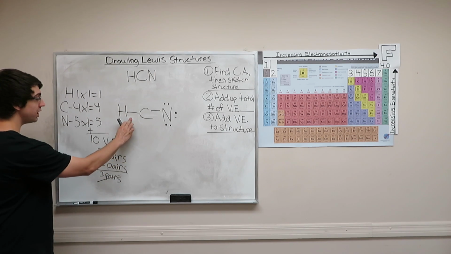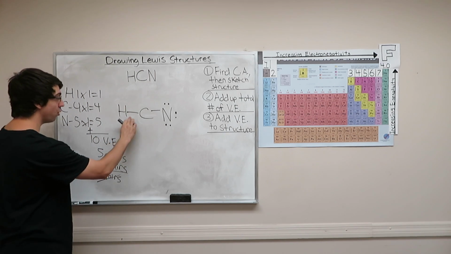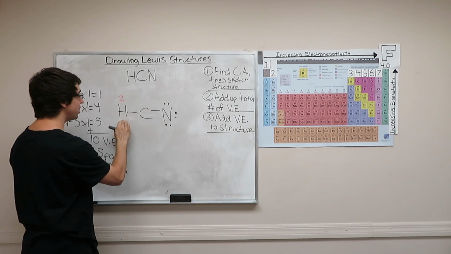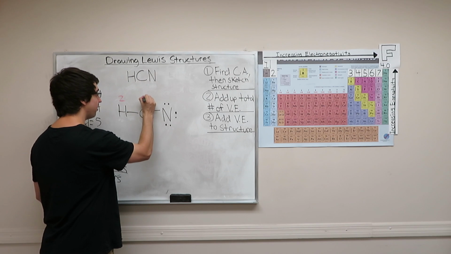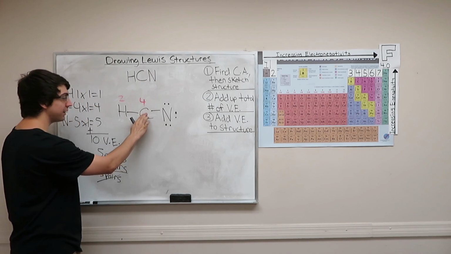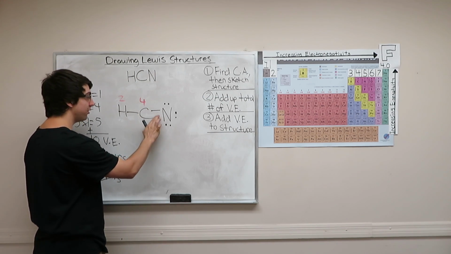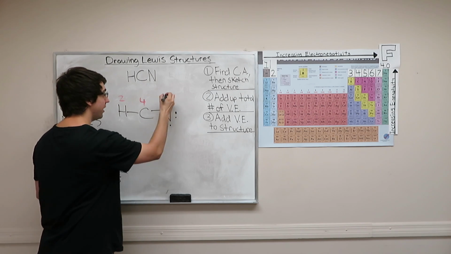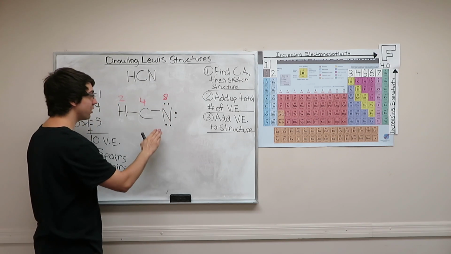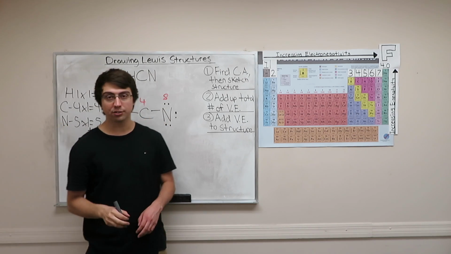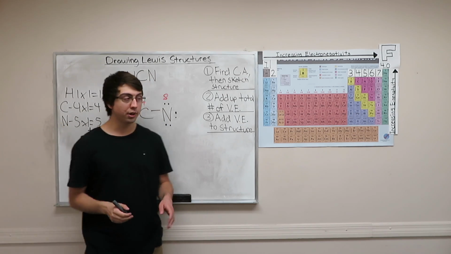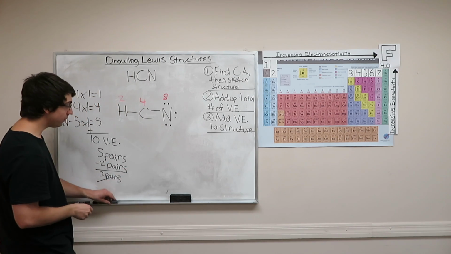As we know, hydrogen can only have 2 total valence electrons, or 1 pair. So this hydrogen is good. This carbon has 2, 4. It has 4 valence electrons, so we're going to come back to this. And this nitrogen here has 2, 4, 6, 8. It has 8 total valence electrons. So this nitrogen is good. But this carbon needs 8 total valence electrons, which is an octet. So we're going to need to rearrange these.